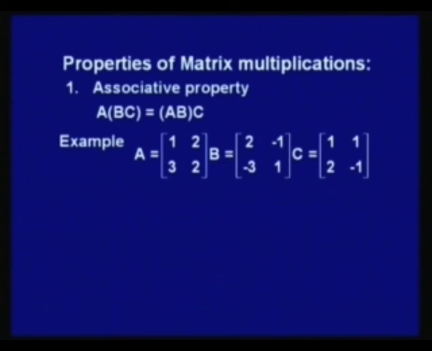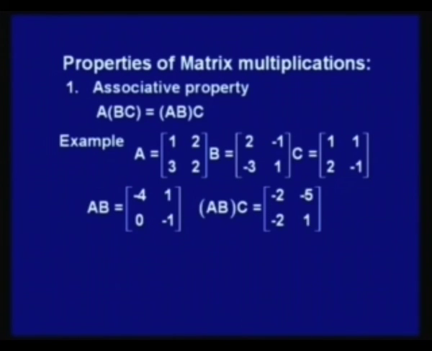If A is this matrix, A is a 2 by 2 matrix, B is also a 2 by 2 matrix, C is this 2 by 2 matrix, then AB will be 1 into 2 and 2 into minus 3 is minus 4, and this row is multiplied by minus 1, 1 to give me 1. This row is multiplied by this column to give me this, and this row multiplied by this will give me minus 1. So, this AB when multiplied by this C will give me this row multiplied by this column as minus 2, this row multiplied by this column as minus 5, this row multiplied by this column as minus 2, second row multiplied by second column of C gives me 1.